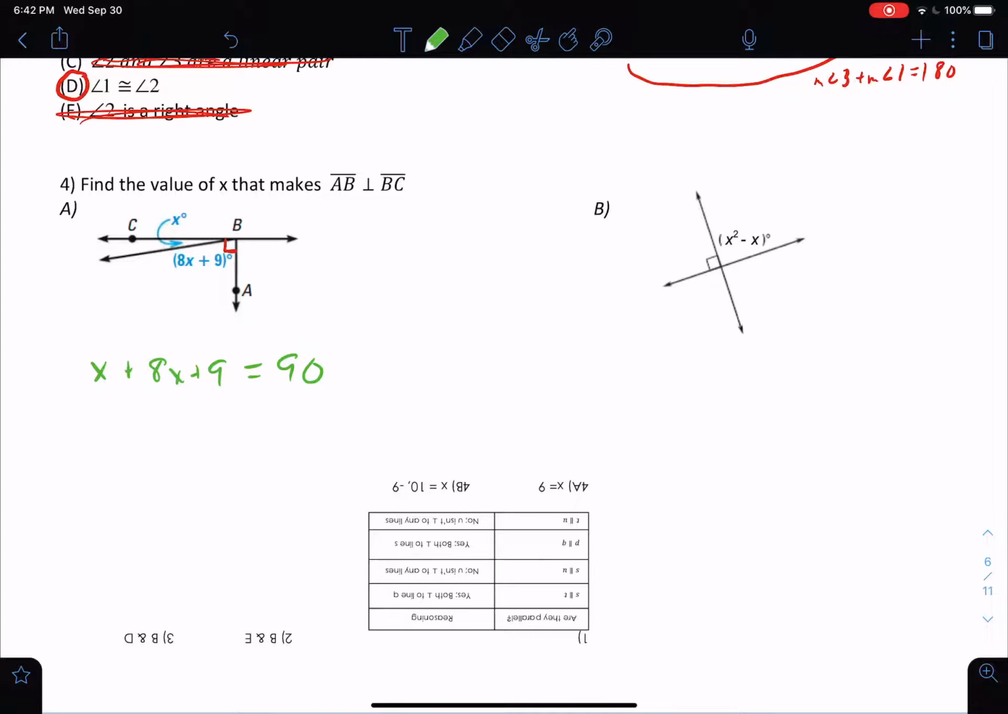Okay, so we got x plus 8x plus 9 equals 90. If I solve this, I get 9x equals 81. Divide both sides by 9, and I get x equal to 9. Okay, part plus part equals whole. We got first part there, second part there. All right, what about in B? In B, well, I am given that this is a 90-degree angle, and because it forms a straight line with x squared minus x, I know that x squared minus x has to also equal 90 degrees.